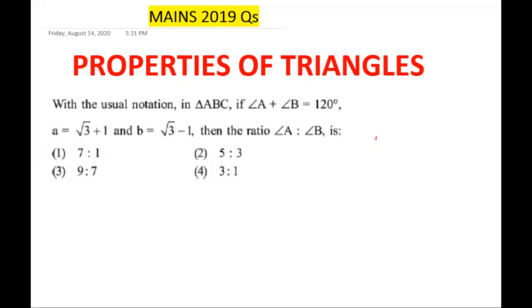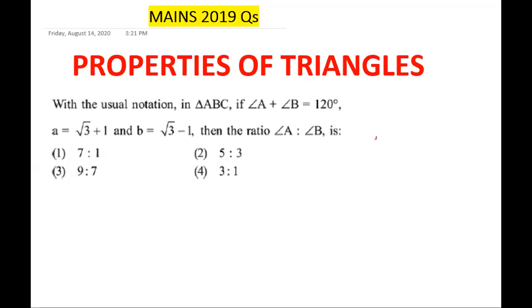Today I am going to discuss properties of triangle, Mains 2019 questions. See the first question: with the usual notation in triangle ABC, if angle A plus angle B is equal to 120 degrees, small a given, small b given, then find the ratio of angle A to angle B. If we know angle A minus angle B, then automatically we get angle A and angle B values.